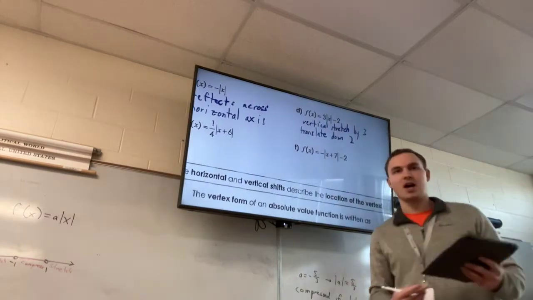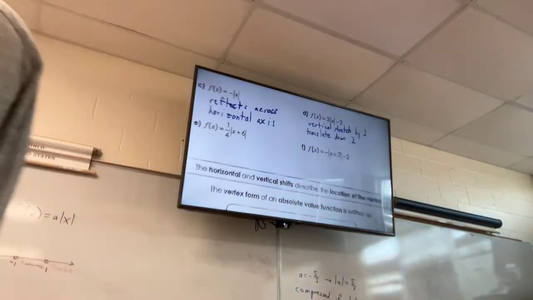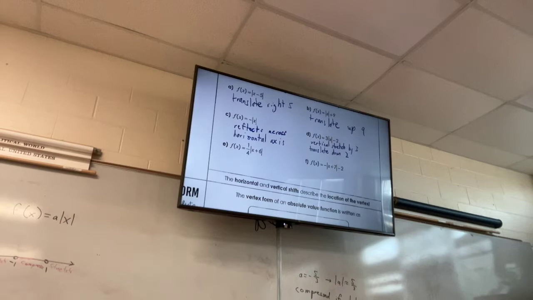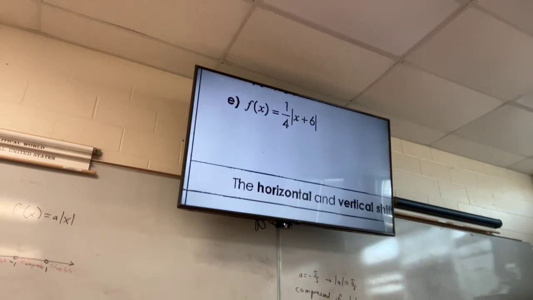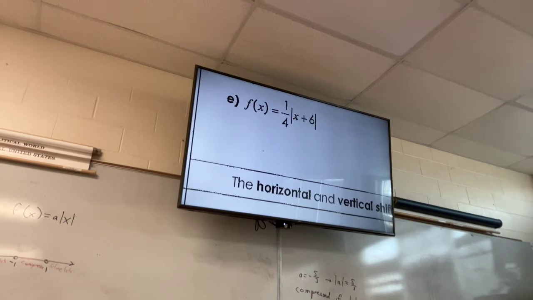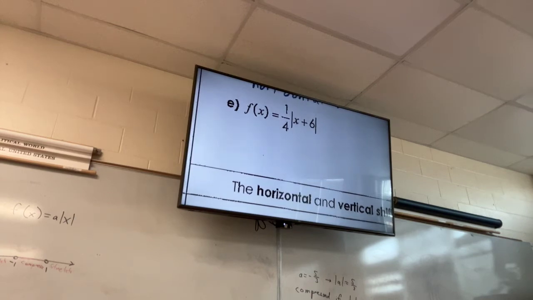All right, Chris, you got E for me? What happens here? Going to go up 6. So that +6, is it inside my absolute value bars or outside the absolute value bars? Inside, right? Inside my absolute value bars, those are plus. So do you go left or right here for plus? Right 6. It's the opposite when it's inside.